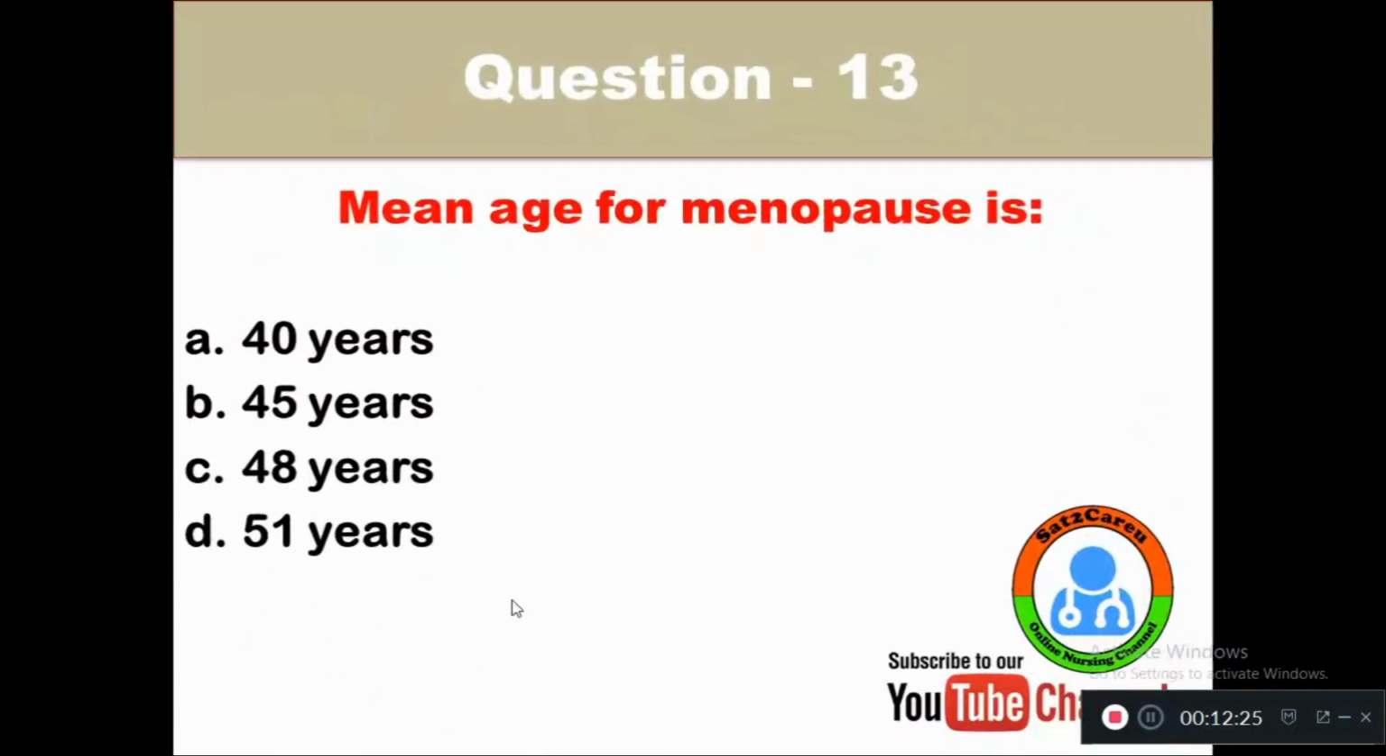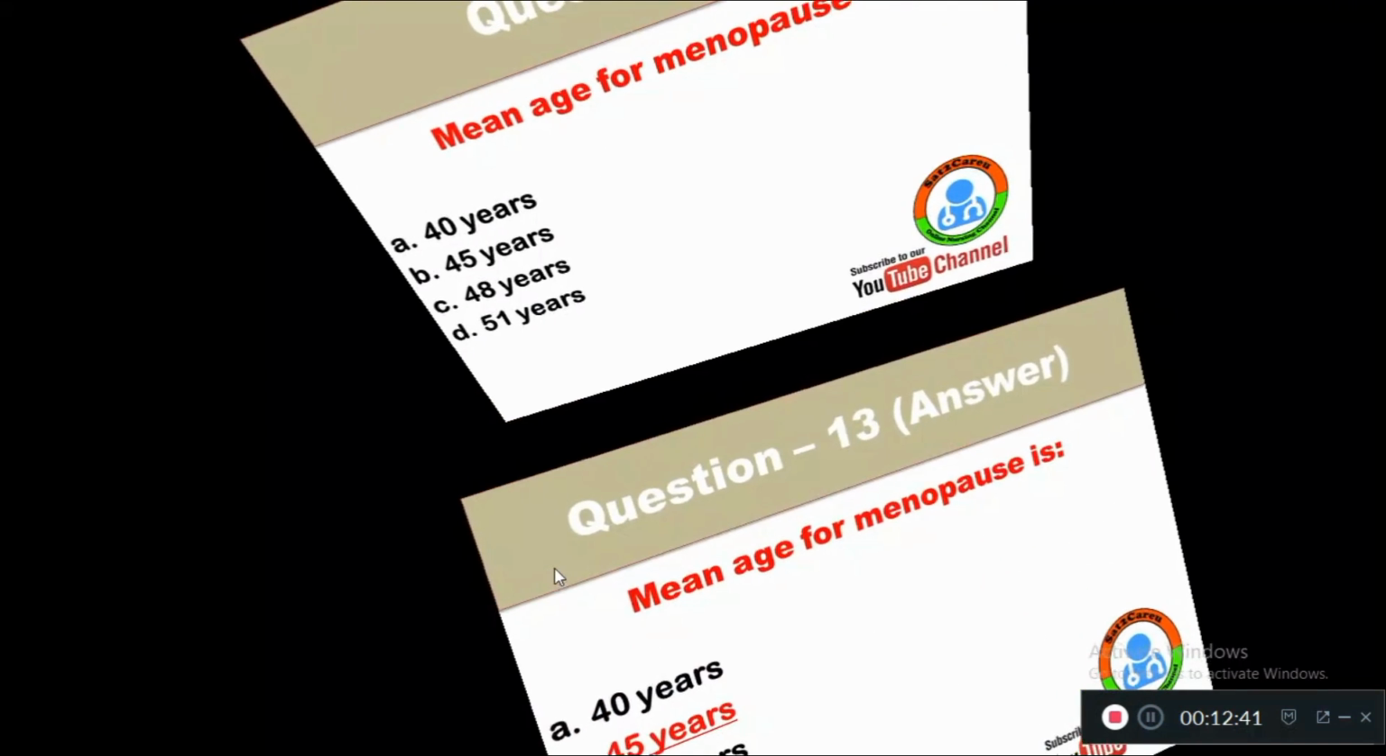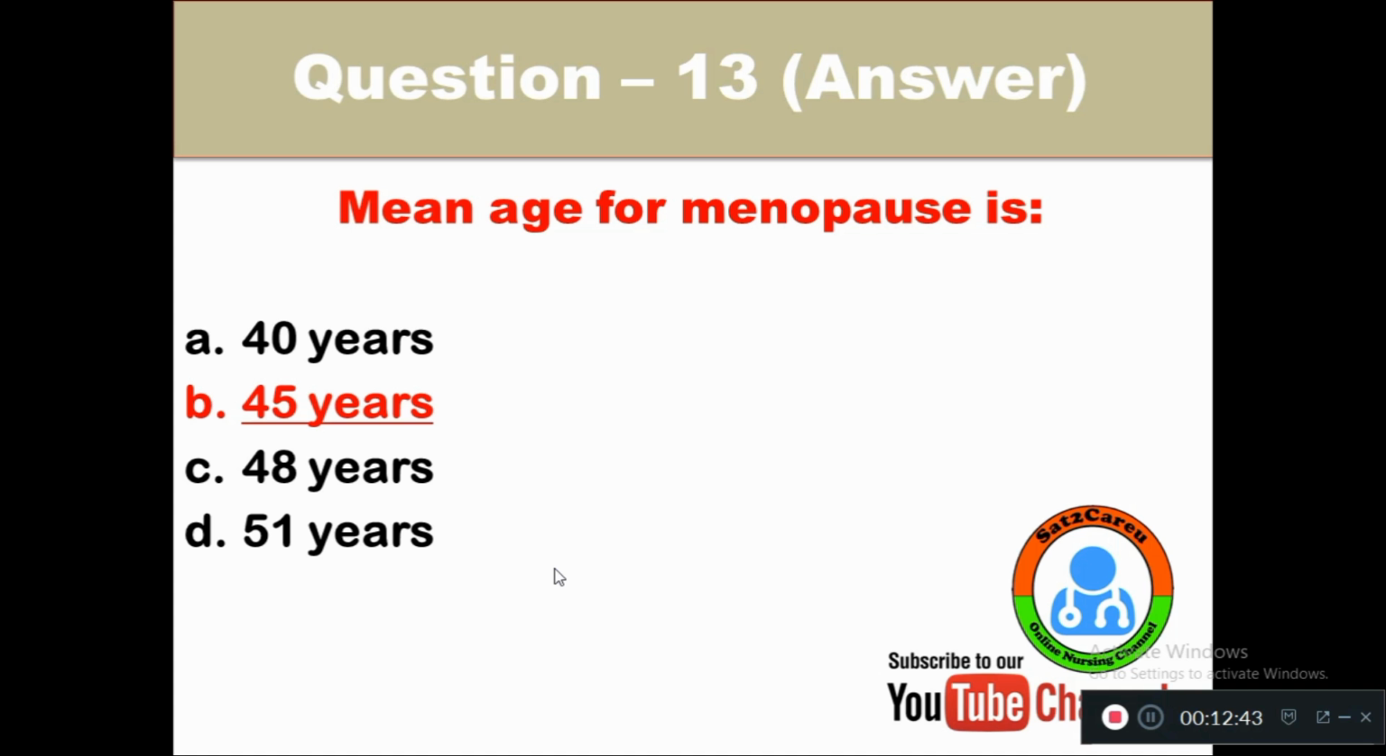Question number 13. Mean age for menopause is option A, 40 years; B, 45 years; C, 48 years; and D, 51 years. Mean age for menopause is 45 years. Option B is the correct answer.